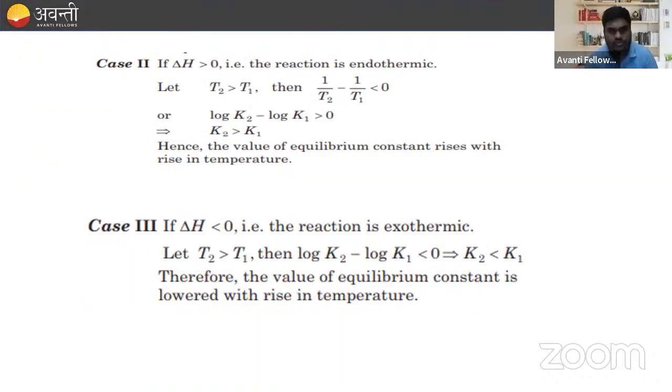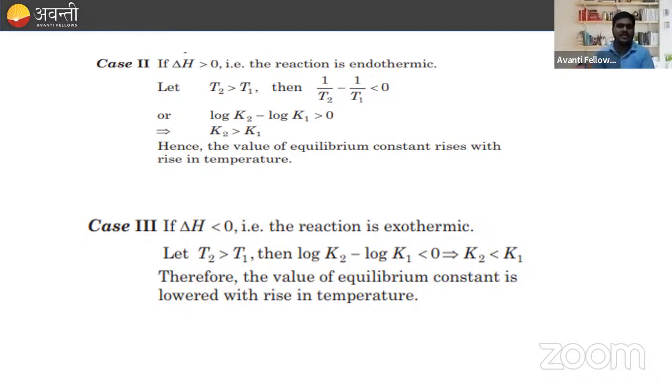Now, in case 2, if delta H is greater than 0, the reaction is endothermic. Always remember, when the enthalpy is greater than 0, the reaction is endothermic. Let T2 be greater than T1, then 1 upon T1 minus 1 upon T2 is less than 0. So we can say that log K2 minus log K1 is greater than 0, or K2 is greater than K1. So always remember, for delta H greater than 0, the endothermic process, K2 is greater than K1. Hence the value of the equilibrium constant rises with the rise in temperature.